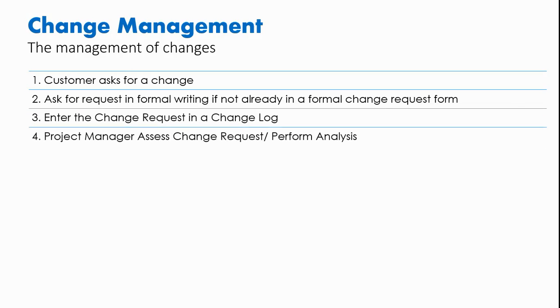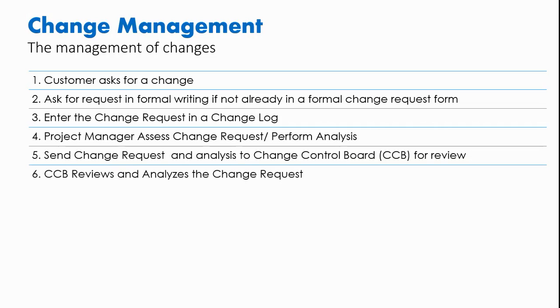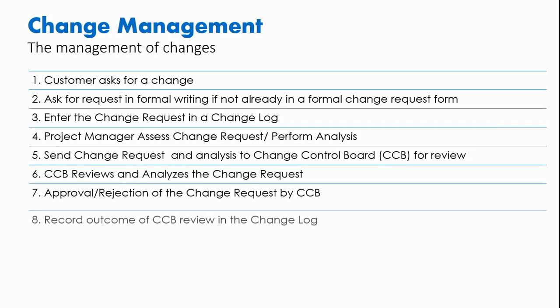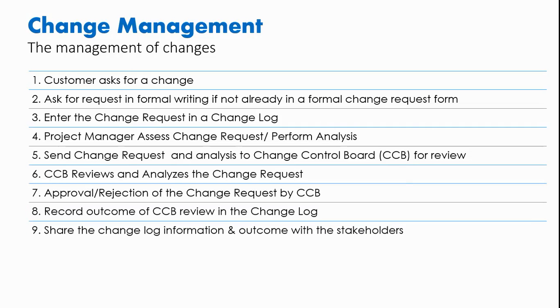Four, the project manager assesses the change and performs an analysis. Five, send the change request to the CCB if there is one. Six, the CCB reviews the change, analyzes the request. Seven, they approve or reject it. Eight, record the outcome of the change control board in the change log.